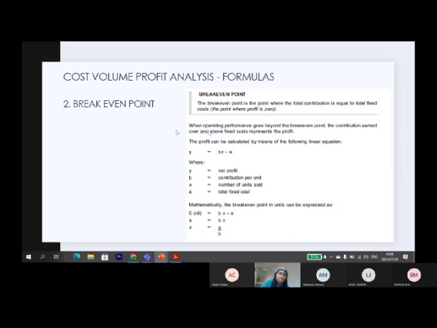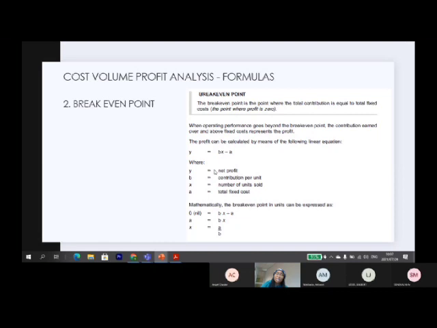Breaking even is very key. If you do a business, at least try to cover your costs, because operating at a loss is sometimes not good, right? Unless you have a reason, but we can talk about that later. So with the break-even point, they say when operating performance goes beyond the breaking point, the contribution earned over and above your fixed cost represents what? Your profit, right? We just spoke about that.